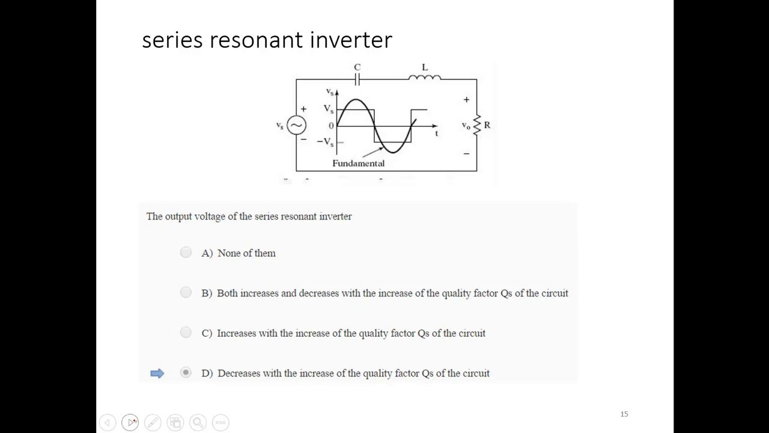This is in figure 7-12, I believe. You can see that if you increase the quality factor, the output is going to decrease. And this is the output voltage. This is an equation, you can see 7-35. You can look at that.